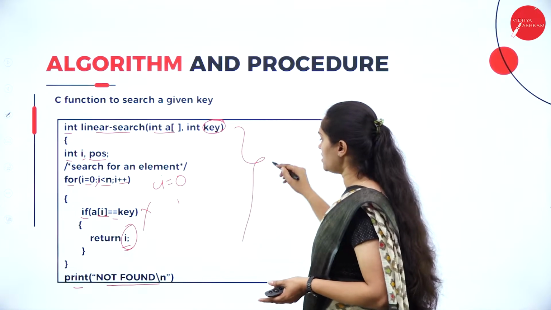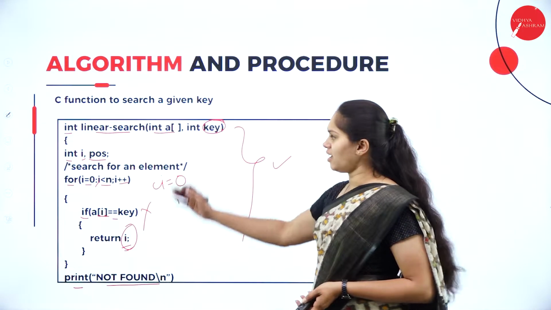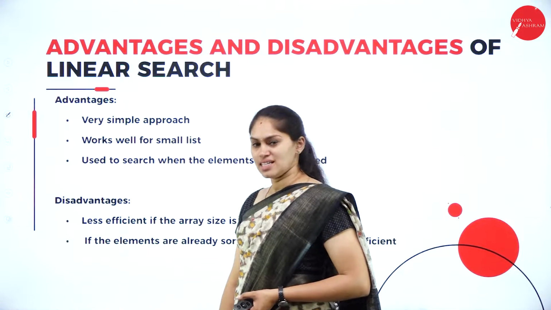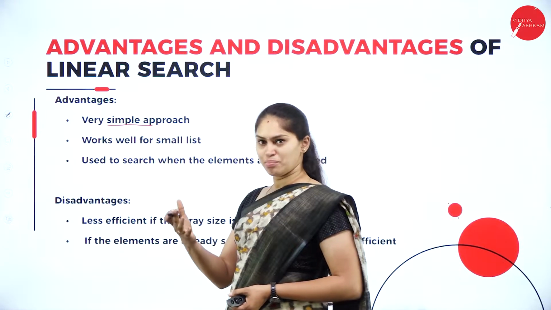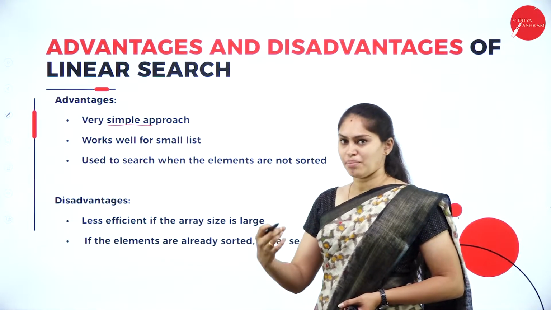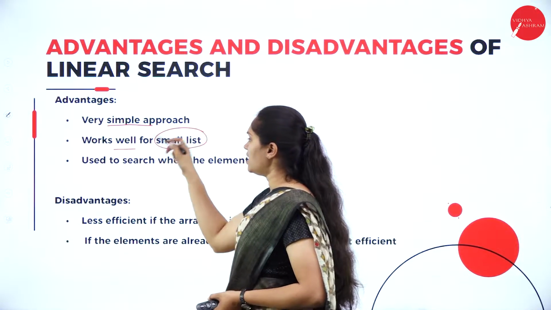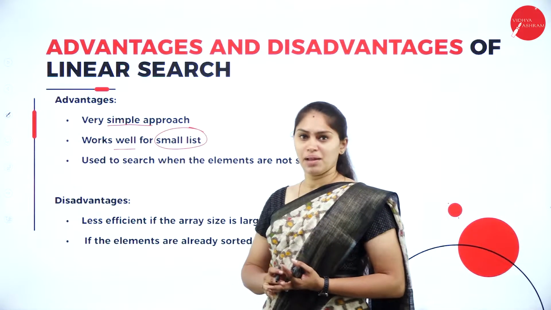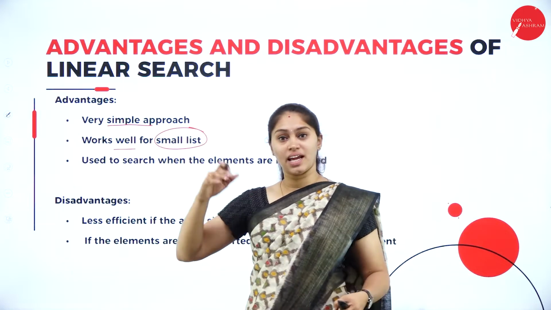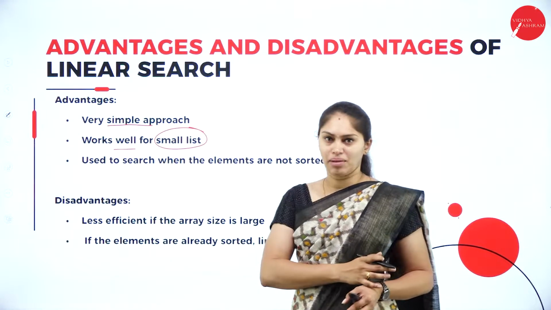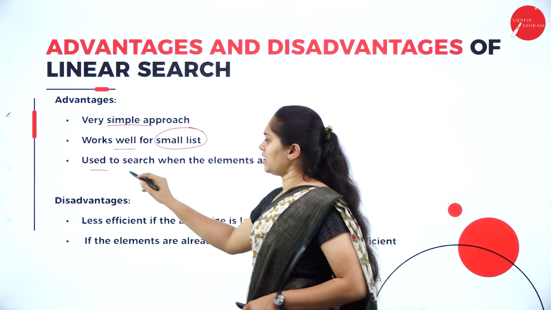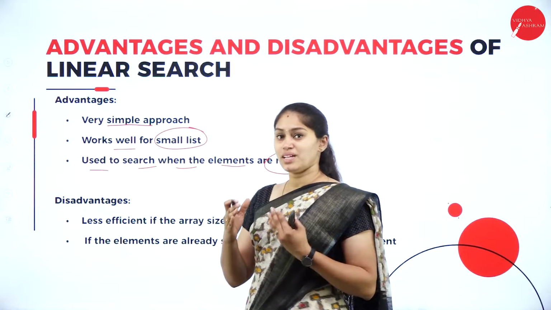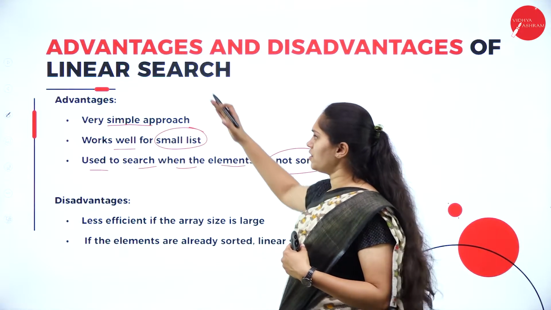This is how the linear search or sequential search works in C programming of a data structure. Next, here you can see the advantages and disadvantages. As we all know, it is a simple approach. We are just going to search by making a comparison with all the elements, and it works well for a small list. If it is only 10 or 15, then that would be okay. What if we have lakhs of elements? If the element is in the last position, then I need to make a comparison with all the other elements. So it is only suited for a small list and is used to search when the elements are not sorted. Here we don't require the elements to be sorted in order to search. That is not in the criteria of linear search.